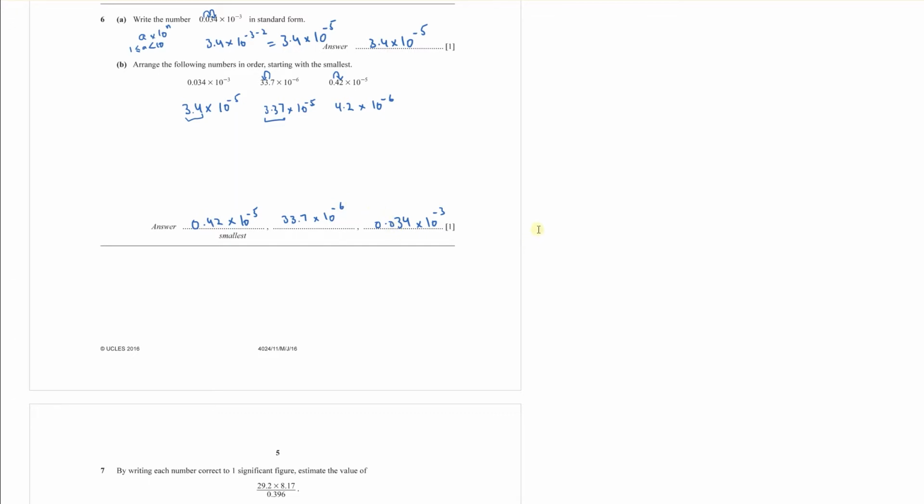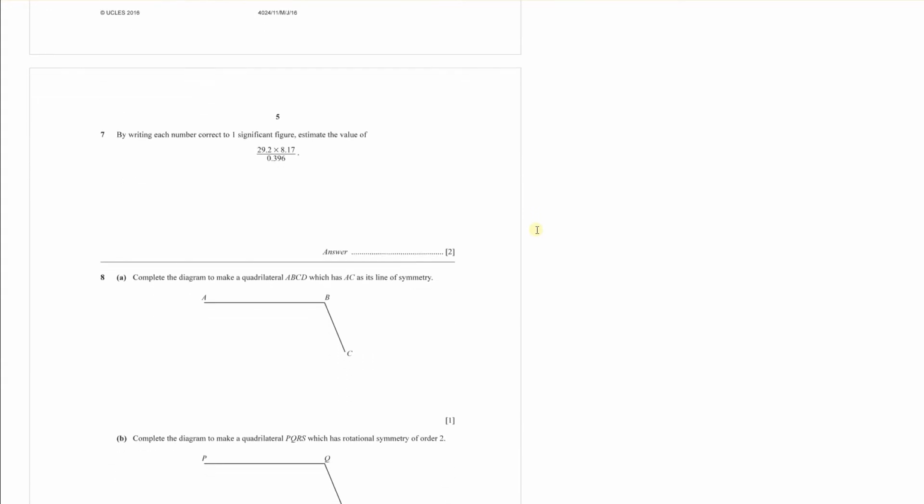Let's move on to question number 7 here. So it says, by writing each number correct to one significant figure, estimate the value of this expression. So we have to write each number correct to one significant figure. So 29.2 would become 30. So units place is 9, 10th place is 2. So the number at the 10th place would become the first significant figure of 29.2. So we round it up to 30.